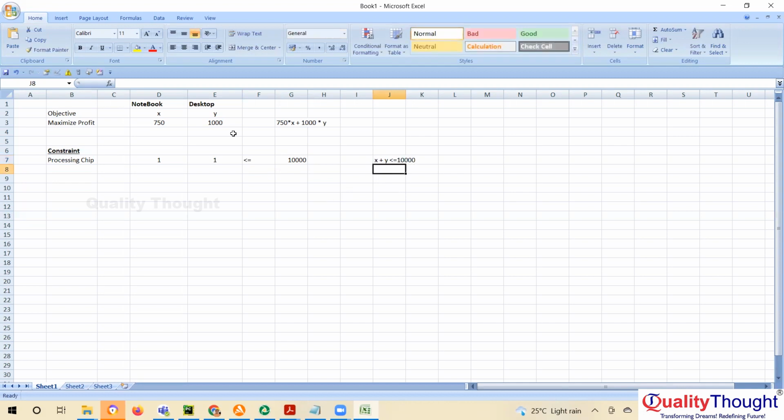Yes or no? You have 10,000 chips. Each computer, a notebook or desktop, needs 1 chip each. So based on this condition, you cannot make more than 10,000. Based on this, it is profitable to make only desktops, because a desktop gives you higher profit, 1,000. If the maximum you can make is 10,000, then why make notebooks? Just make desktops. Now let's look at the other constraint.